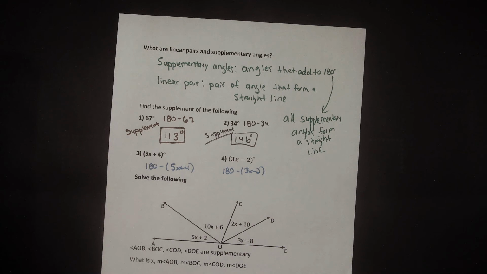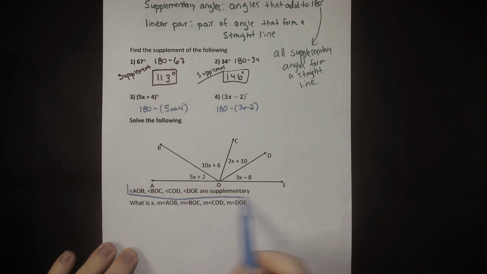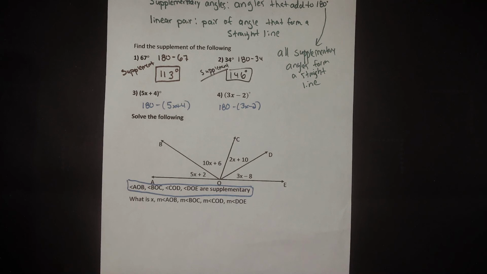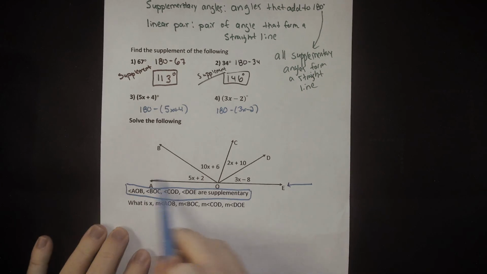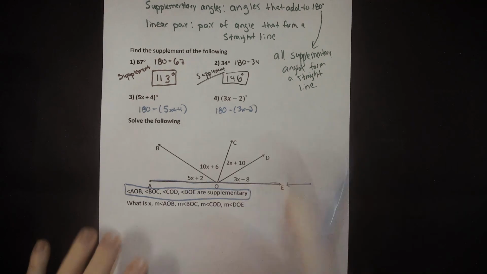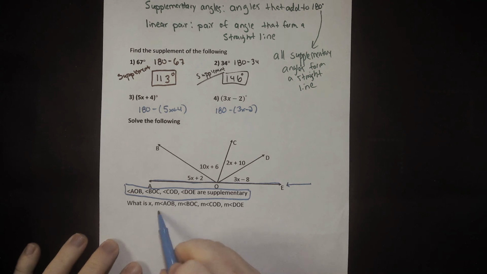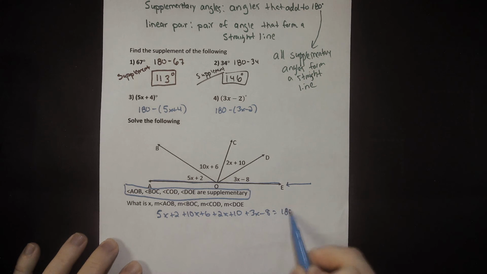Okay, then we get down to this guy here. And once again, it tells you that they're supplementary. But we just learned a few seconds ago, all supplementary angles have to form a straight line. So if you ever see the situation where it's forming a straight line, and here's your straight line right here, so all the angles together form that straight line, then it's automatically supplementary even if it doesn't say it is. So I'm going to take all of these and add these together, and I'm going to make 180.